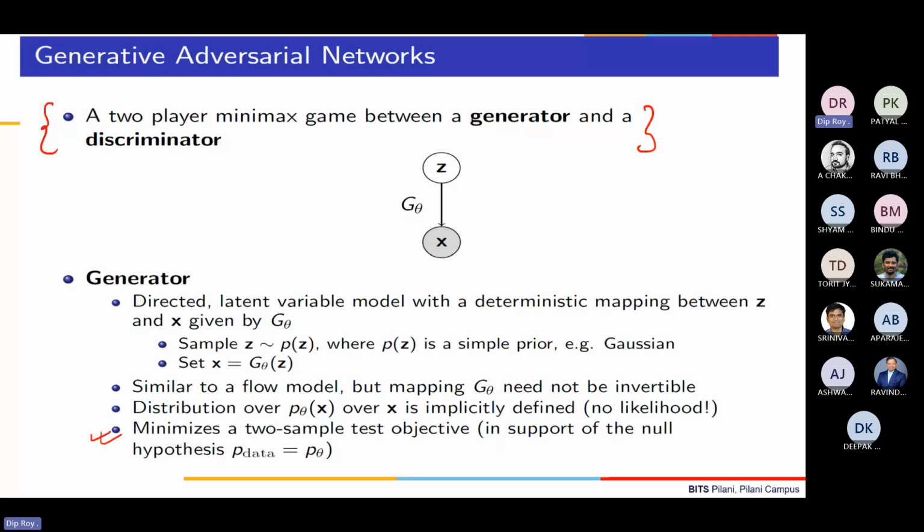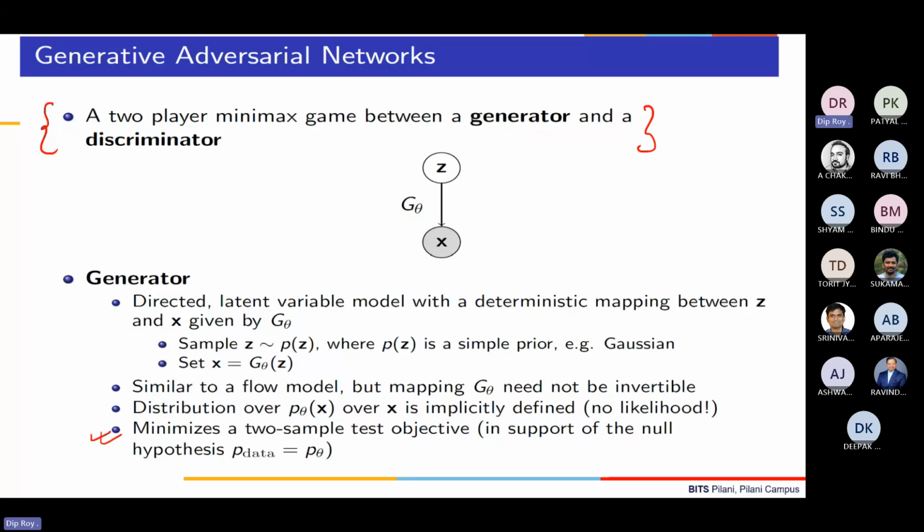Right? That is what the discriminator was trying to do. It was trying its best to distinguish between the samples. And what the generator is trying to do is the opposite. It is trying to minimize a two sample test objective in support of the null hypothesis, which is P data is equal to this.